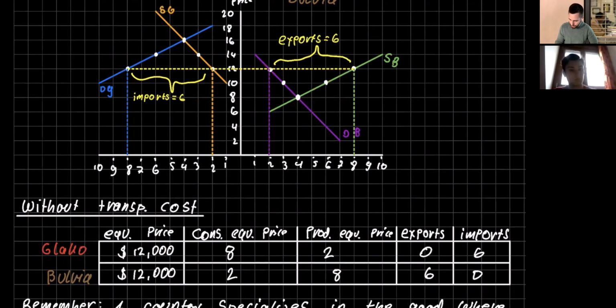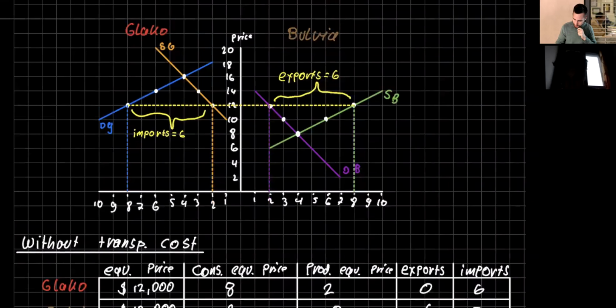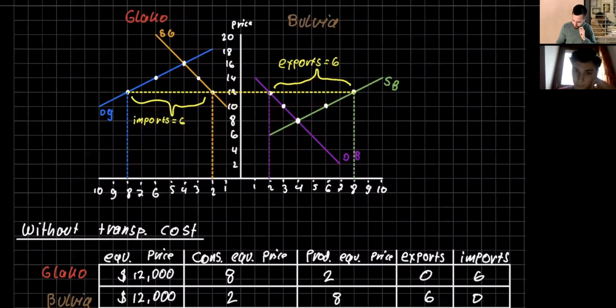And look, consumption at this equalizing price, they call it equalizing price, would be, for Glauco, you go to the graph and you look at the demand, so it would be 8. Demand refers to consumption. So at $12, they would consume 8, and they would produce, go to supply, they would produce 2. The same for Bolivia. You look at price at 12, demand at 12 would be 2 and supply 8. So it's kind of vice versa.